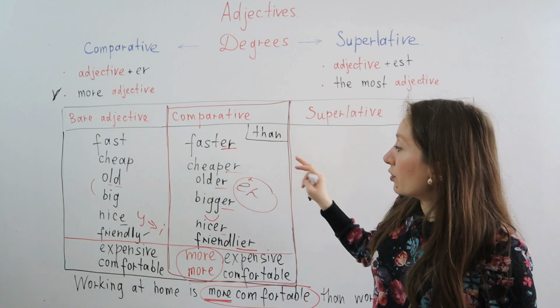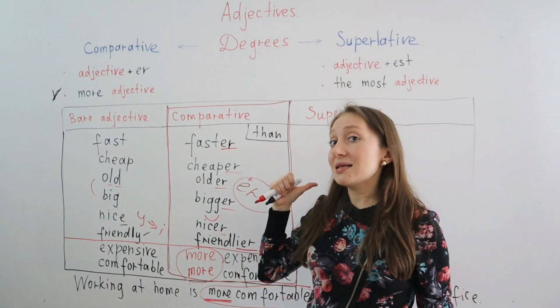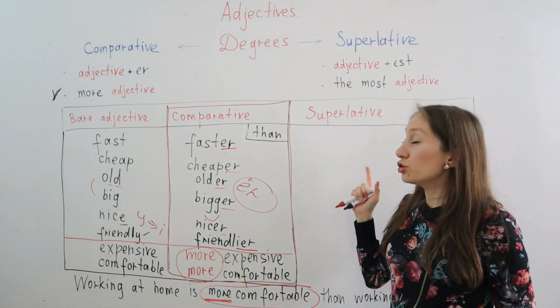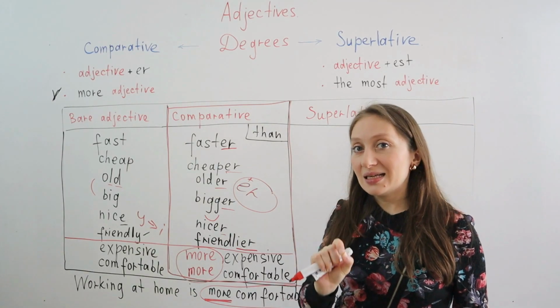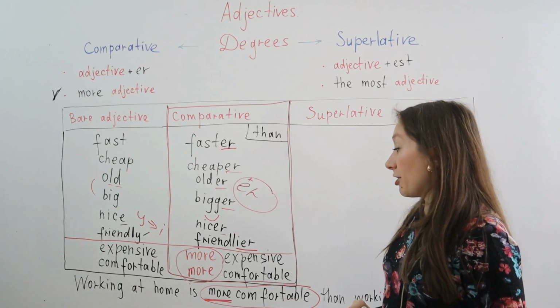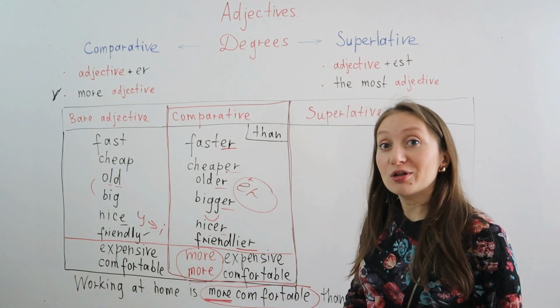So this is for comparative degree. In the next lesson we will talk about superlative degree, right? Now your task is to make example sentences.